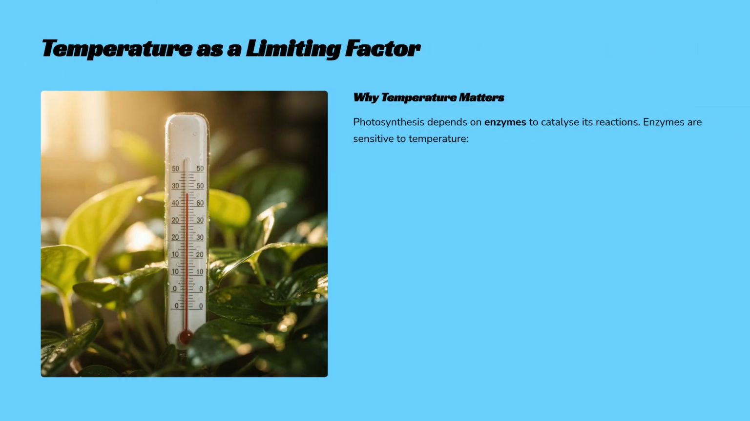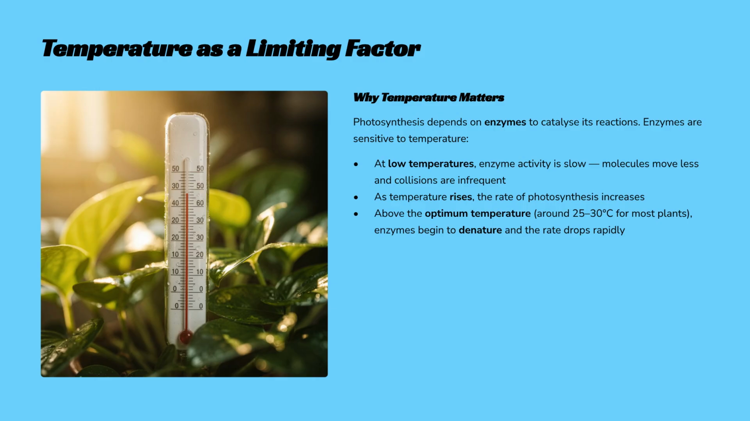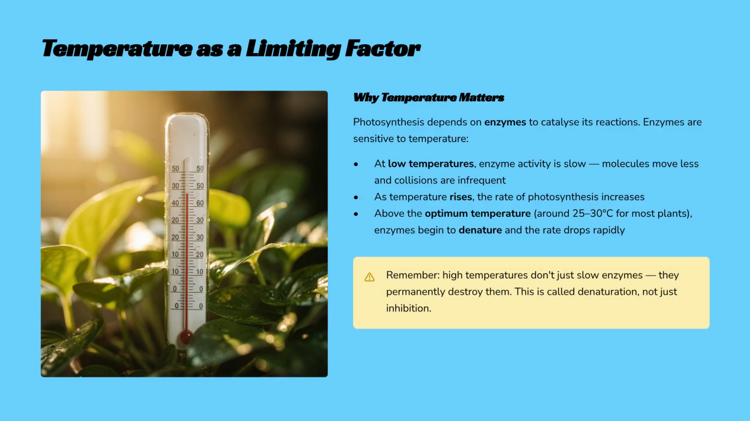Temperature affects enzyme activity in photosynthesis. At low temperatures, the rate is slow. As temperature rises, the rate increases until it reaches the optimum temperature, around 25 to 30 degrees Celsius. Above this optimum, enzymes denature and the rate drops rapidly.